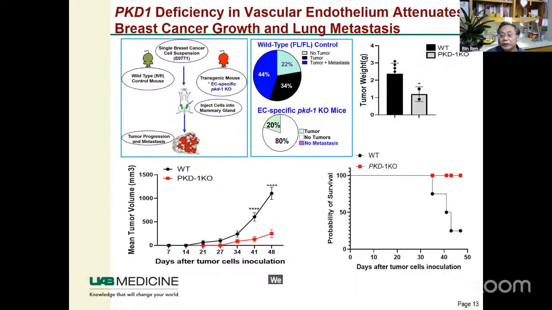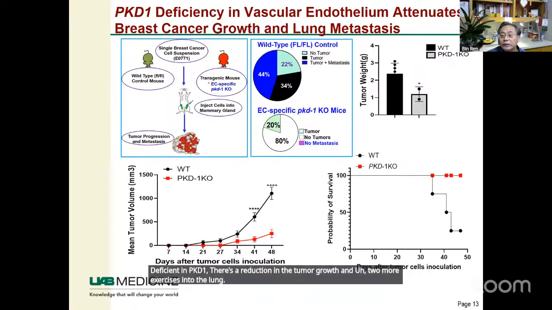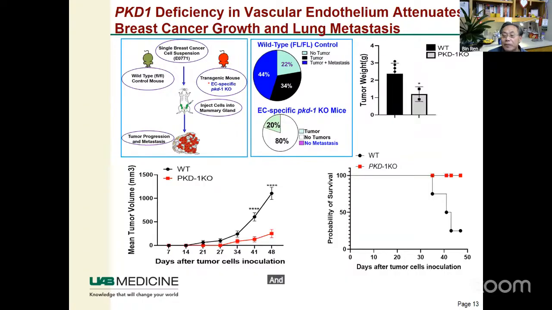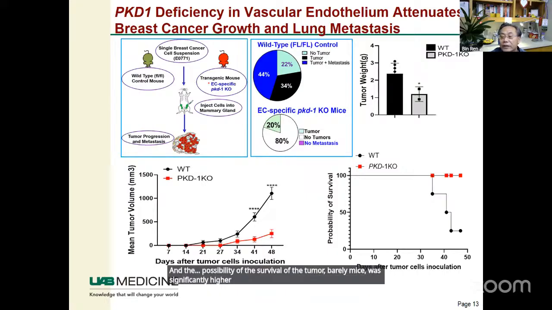We established a murine breast cancer model in the control and the endothelial cell specific PKD1 knockout mice. We show that in the endothelial cells deficient in PKD1, there's a reduction in the tumor growth and tumor metastasis to the lung. And the probability of survival of the tumor-bearing mice was significantly higher when PKD1 was deficient in the vascular endothelial cells.